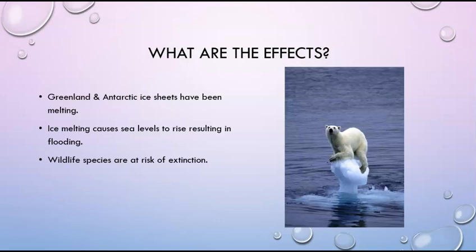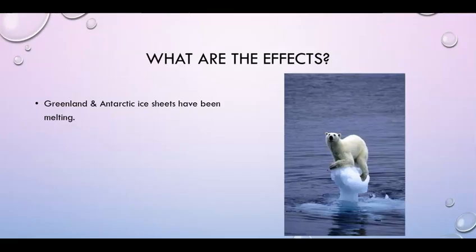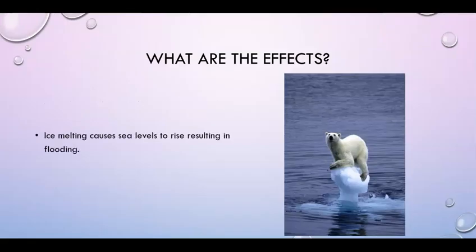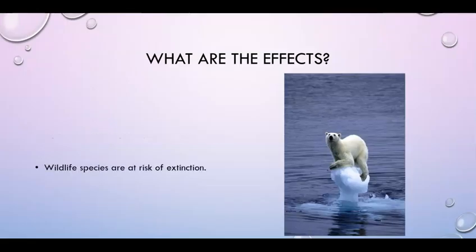We get to the next slide. And what you're going to see here is that they get really crazy with the animations. So Greenland and Arctic ice sheets have been melting. Ice melting causes sea levels to rise, resulting in flooding. Wildlife species are at risk of extinction. So what's the problem there? If I were to ask you right now, what were the three things she just discussed? You're not going to remember it, even though I just went over it.